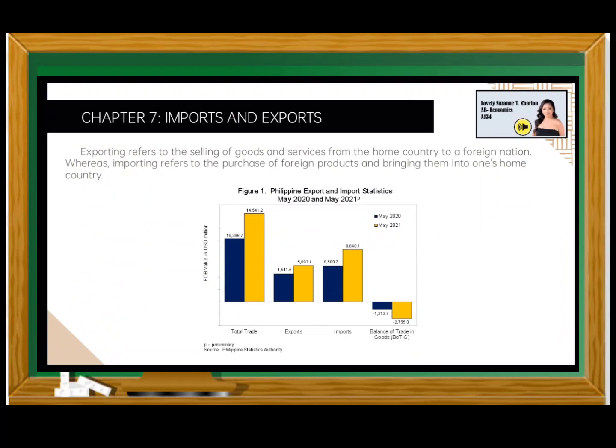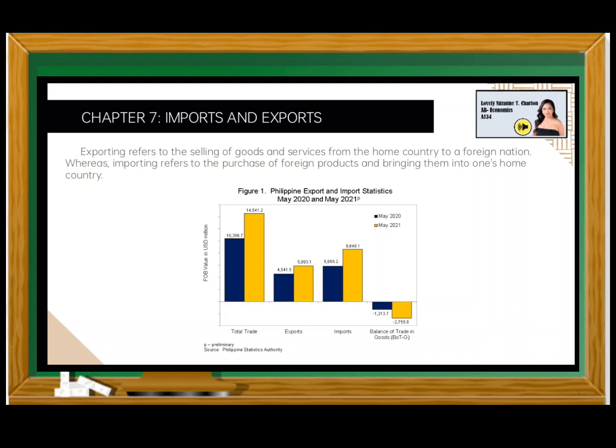Chapter 7, Imports and Exports. Exporting refers to the selling of goods and services from a home country to a foreign nation, whereas importing refers to the purchase of foreign products and bringing them into one's home country. According to the Philippine exports and imports statistics from May 2020 up to May 2021, the balance of trade in goods is the difference between the value of export and import.